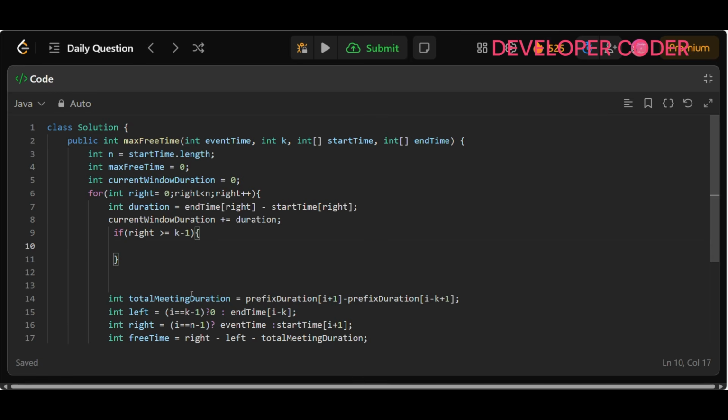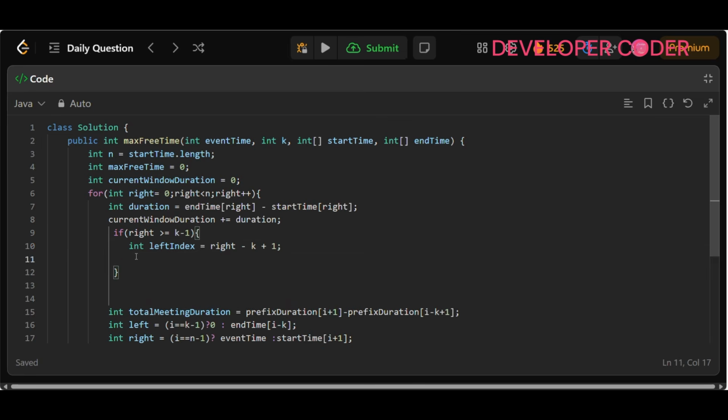Now here again you have to check the left index and all that stuff. So here you can say int left index, let's create the variable. Left index is equal to, this you already know, right minus k plus 1. This is going to be the left index, so now you have to calculate the left amount.